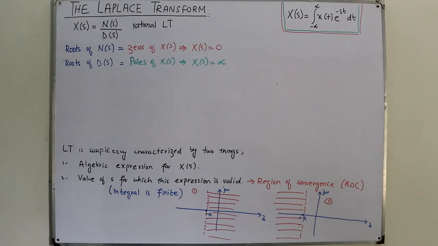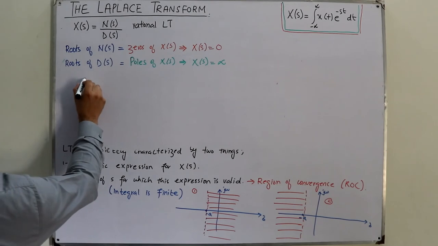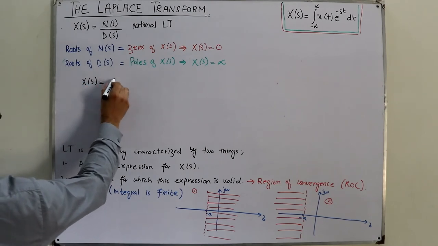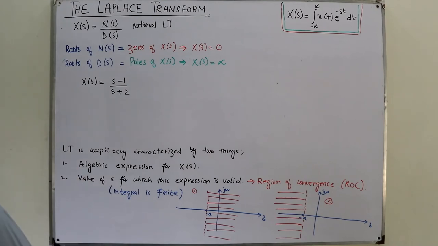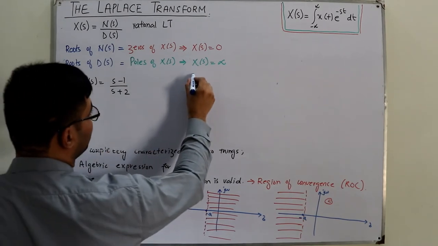All right. A pole is represented by a cross in the s-plane, and a zero is represented by a circle. If I take an example, let's say X of s is given as s minus 1 divided by s plus 2. You're asked about the poles and the zeros.